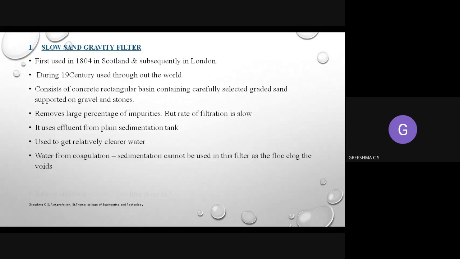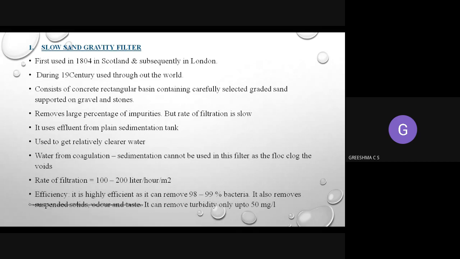So that's about the working of a slow sand filters. Okay, now we will have to study the slow sand filters in detail. Okay, so we have learned about the principle or how the slow sand filter is working. So there are so many other features next we have to discuss. Okay, so slow sand filter was first used in 1804 in Scotland. Okay, and during the 19th century it started using through the worldwide.